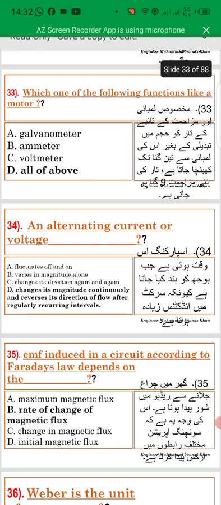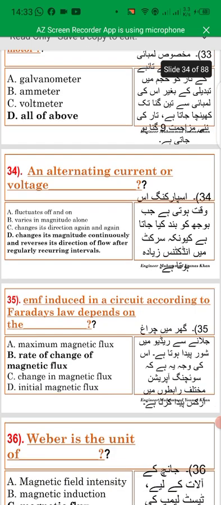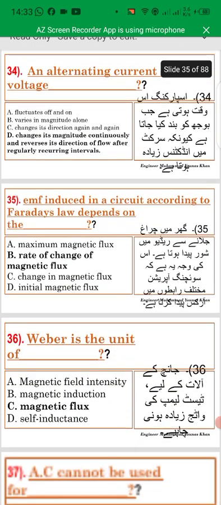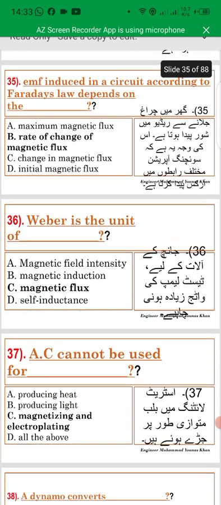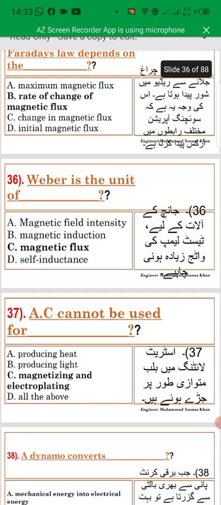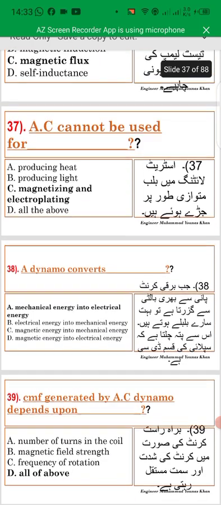An alternating current or voltage changes its magnitude continuously and reverses its direction of flow after regularly recurring intervals. EMF induced in a circuit, according to Faraday's law, depends on the rate of change of magnetic flux. Weber is the unit of magnetic flux. AC cannot be used for magnetizing and electroplating.